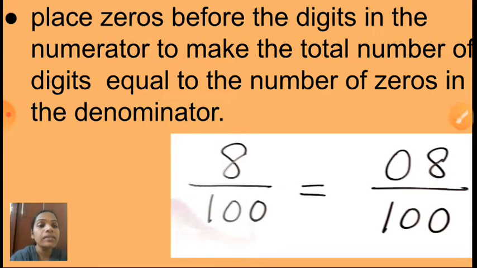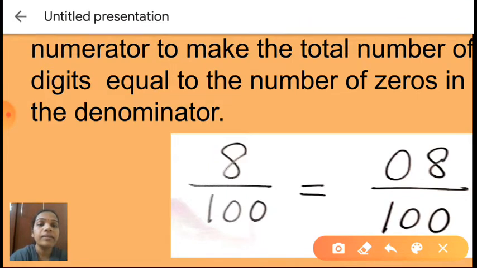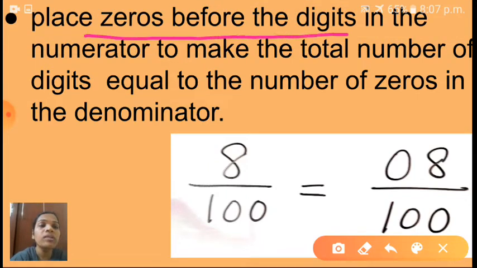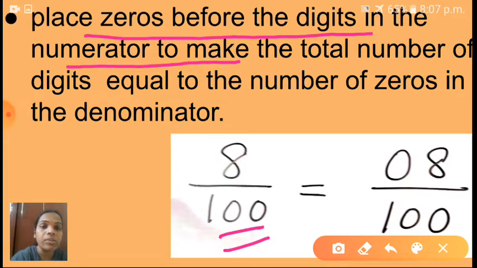Place zeros before the digits in the numerator to make the total number of digits equal to the number of zeros in the denominator. Okay children, how many zeros are here? 2 zeros in the denominator. So the next step, what have I written here? The number of digits in the numerator is equal to the number of zeros in the denominator.